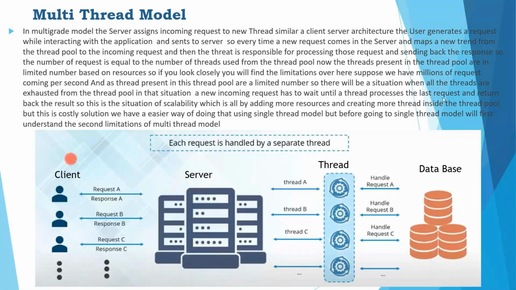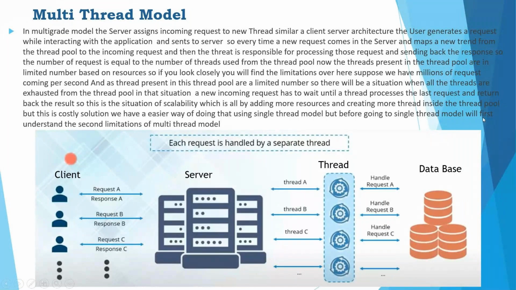Okay, so I will add more resources, then I will create more threads inside the thread pool. But this will be a costly solution. So we have an easier way of doing that using the single thread model. See, I'm telling you, in 1 second I have 1 million requests coming, and my resources are not capable. So I will increase the resources by investing more. That is too expensive. Today 1 billion, tomorrow 2 billion will come. I can't keep increasing my resources. So for that, the answer is the single thread model.